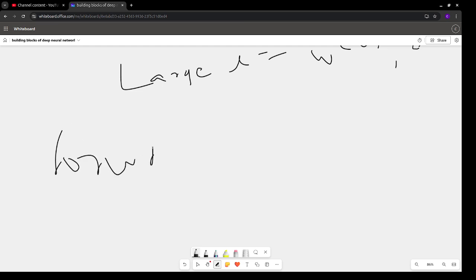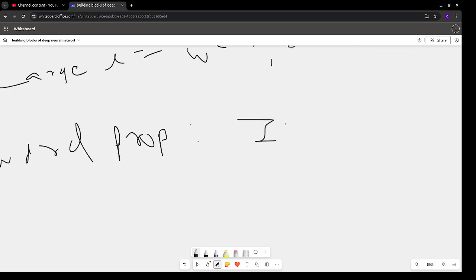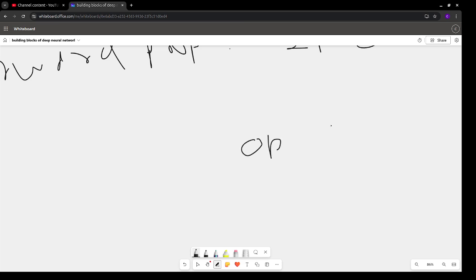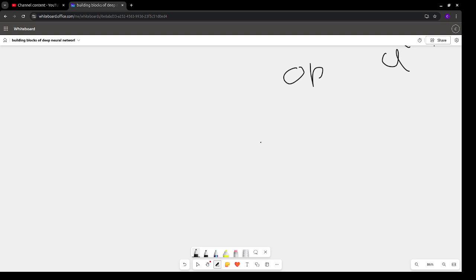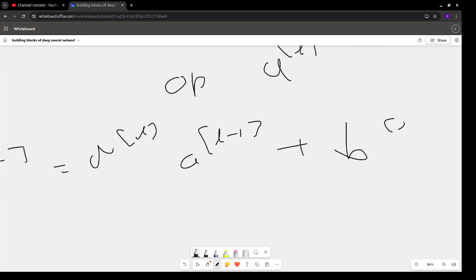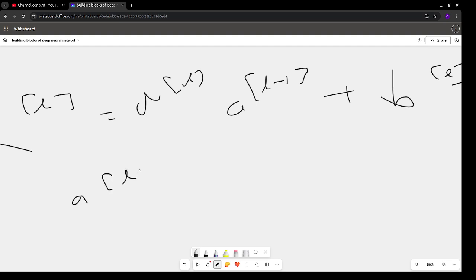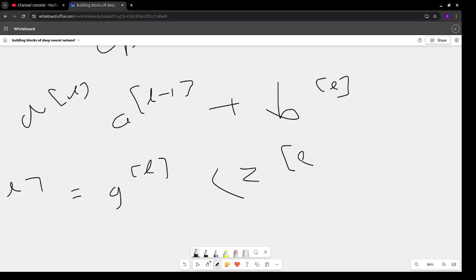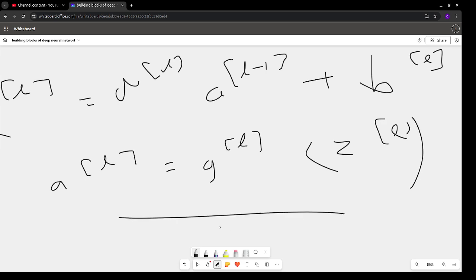So forward prop: we get input A L minus 1, we get output A L, and we have the cache of ZL equal to WL A L minus 1 plus BL, and AL equals GL of ZL, and this is our basic activation function. And now we have computed the output of layer L.